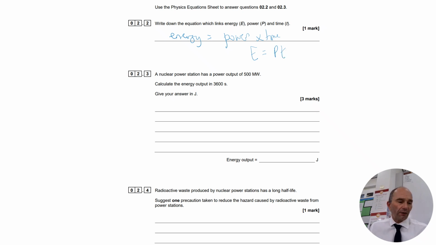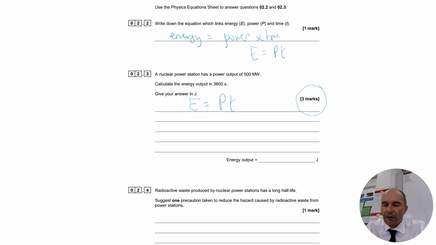And then of course, the next question is using that formula to answer the question. A nuclear power station has a power output of 500 megawatts. Calculate the energy output in 3,600 seconds. We need to give our answer in joules. So we're going to end up with a big number. This is a 3 mark answer. We've got to work out the amount of energy. Bear in mind, energy is power times time. Now, you should be suspicious, thinking, we're just going to multiply 2 numbers together. There's got to be more to it to get my 3 marks.